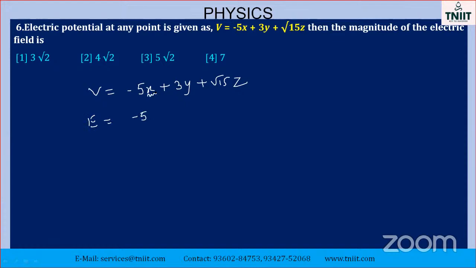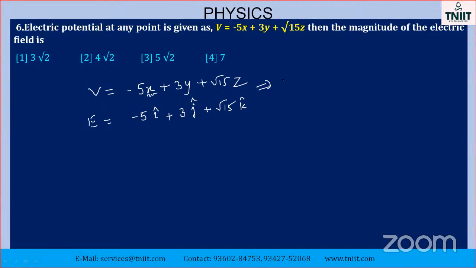This is acting along x-axis. So minus 5 into i cap. 3 into what is y? Y is acting along j cap. Root 15, z is acting along k cap. X, Y, Z, all the three axes are there. So minus 5i plus 3j plus root 15k.